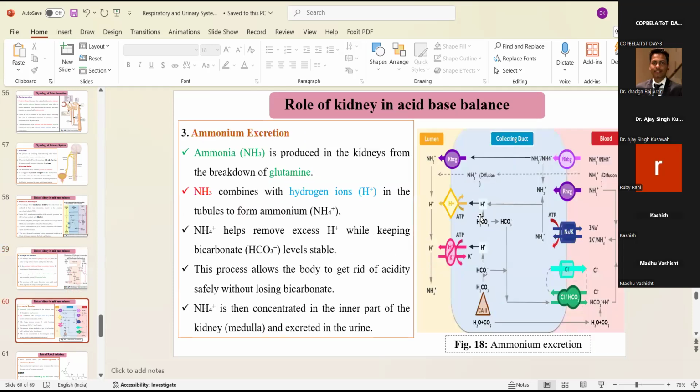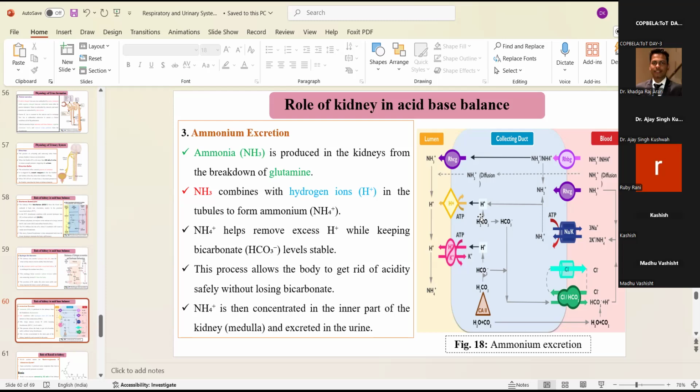Next important part is ammonia. Ammonia is also important for the acid base balance. The ammonia is produced by the kidney, because whenever we consume proteins or some glutamine, that is converted into ammonia, and ammonia is converted into urea, and that is excreted from our body.